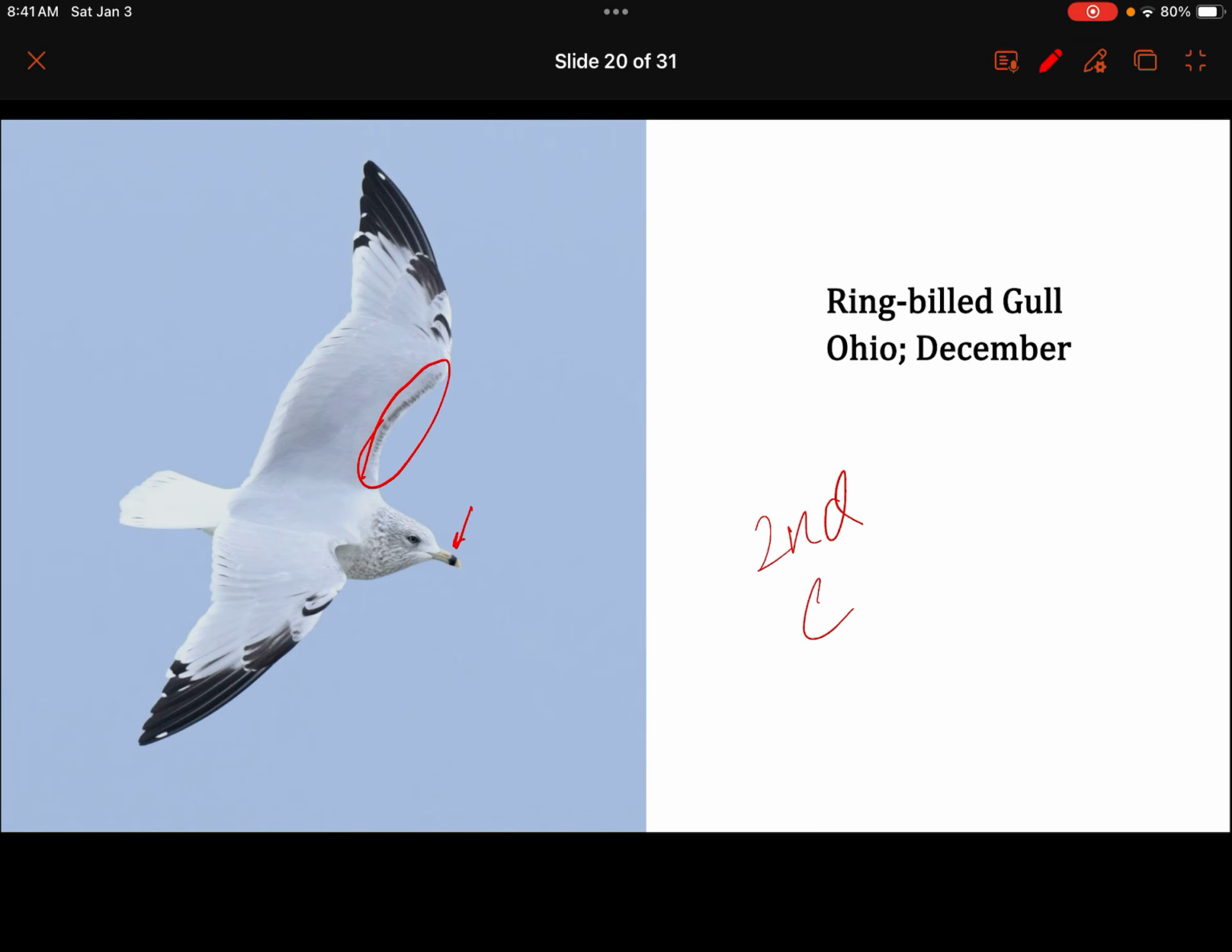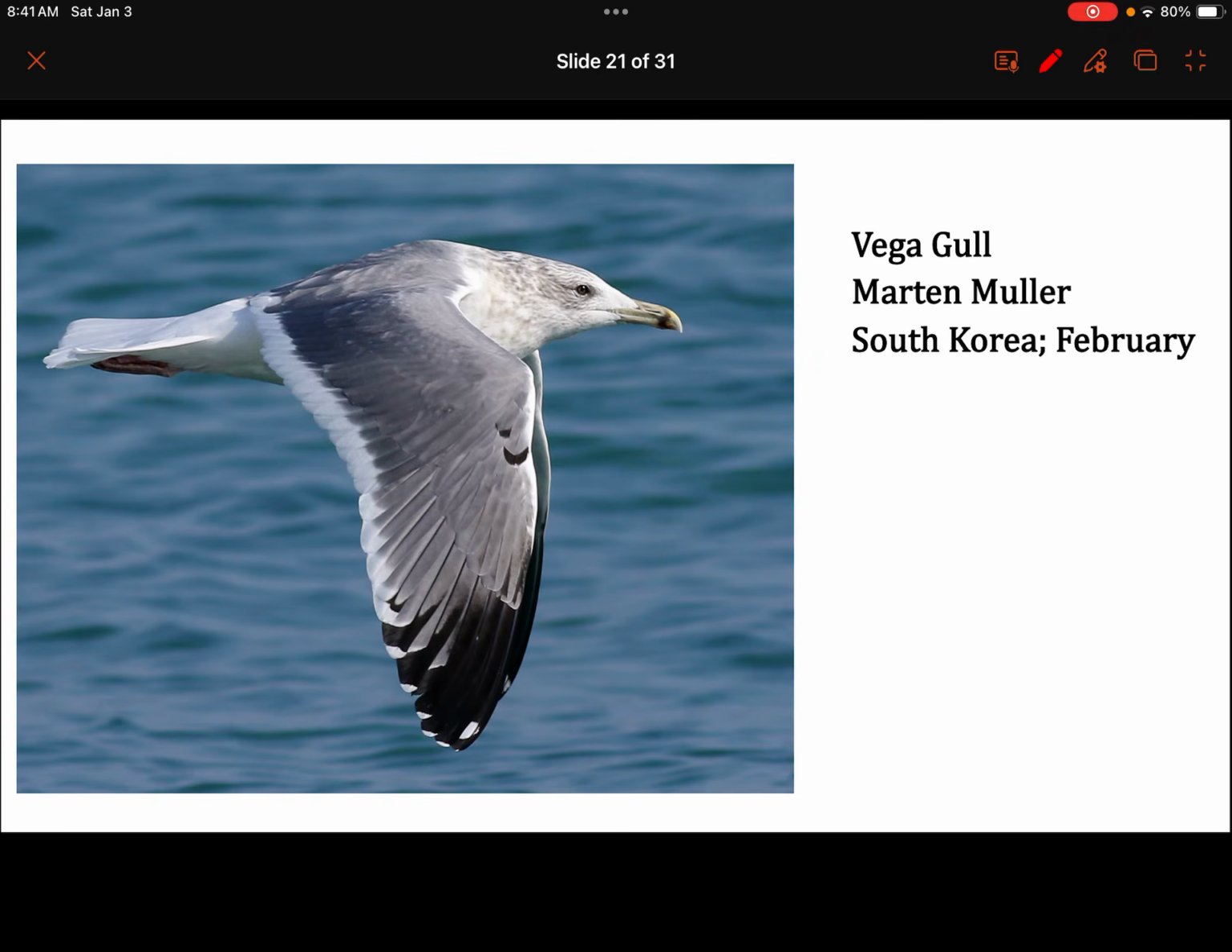I would age this bird as just a somewhat advanced second cycle Bonaparte's. Second cycle ring-billed. Vega gull, February. The bill here reeks of subadultness. But then also look at the markings on the primary coverts here.